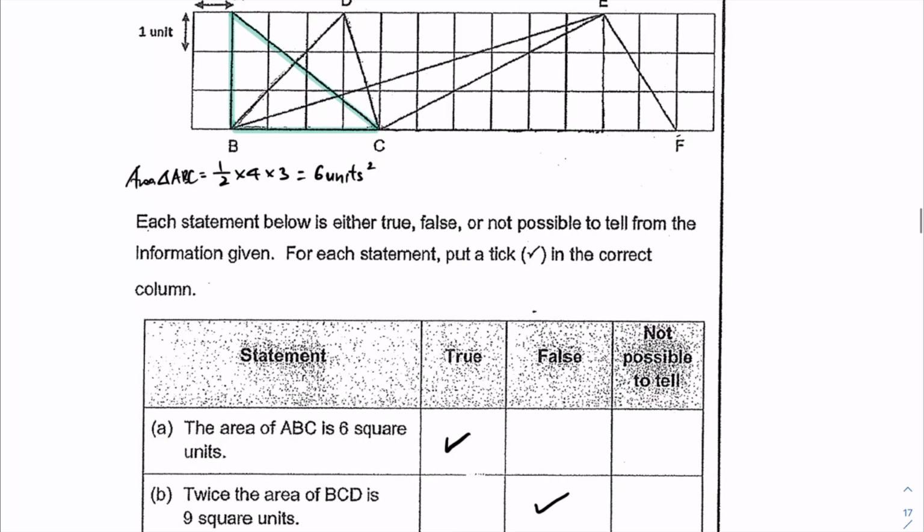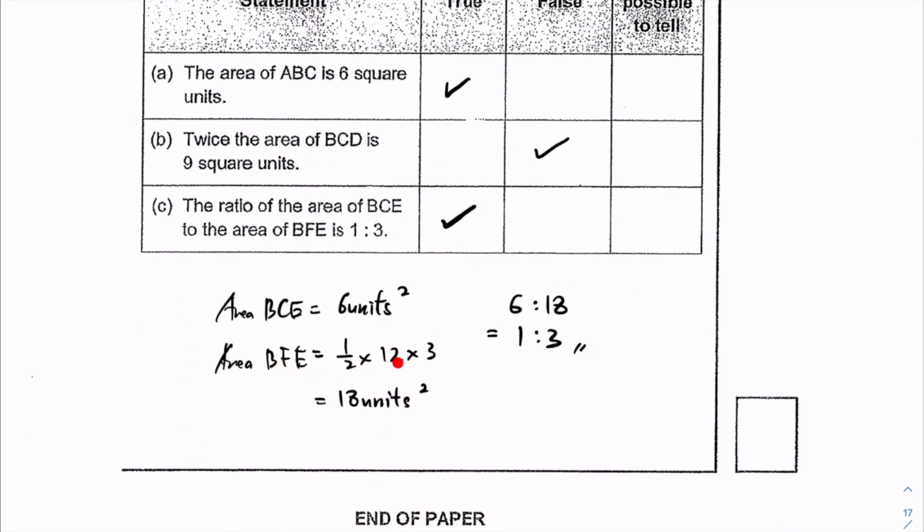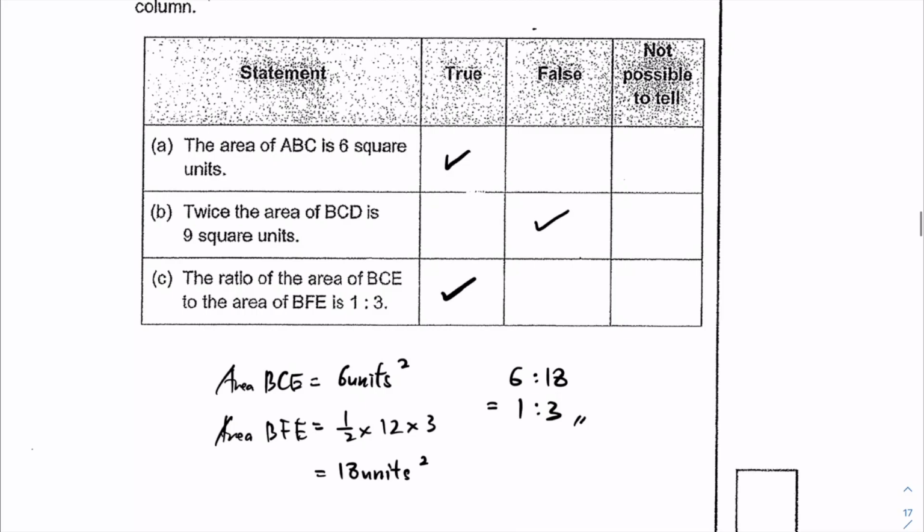Next up, let's try finding the area of BFE, shall we? So that's a base of 2, 4, 6, 8, 10, 12, height of 3. So BFE is therefore half times 12 times 3, half times base times height, that's 18. So since we know this is 6, this is 18, let's simplify. It's 1/3, 1:3 I mean, okay? And that is true. It is a ratio of 1:3.